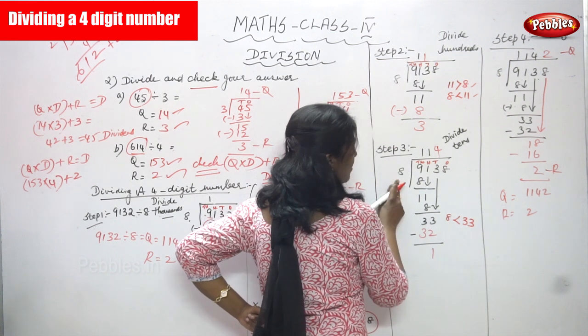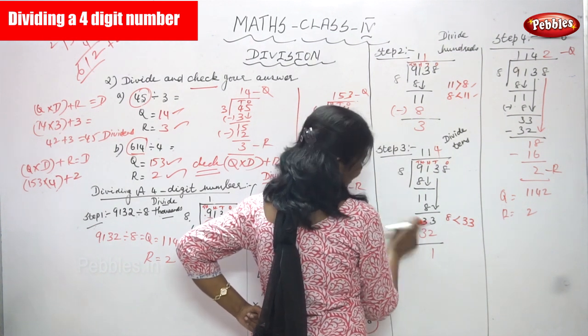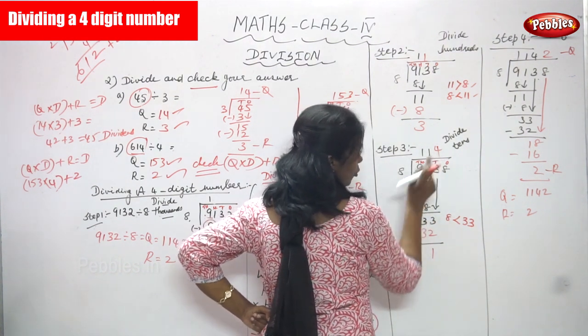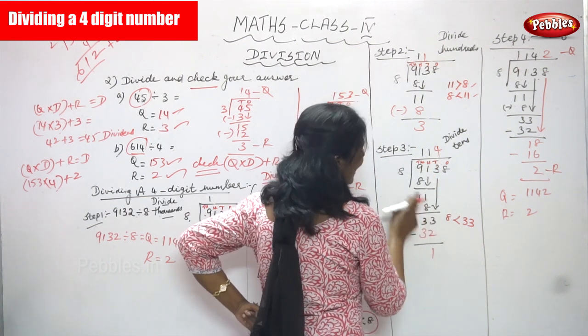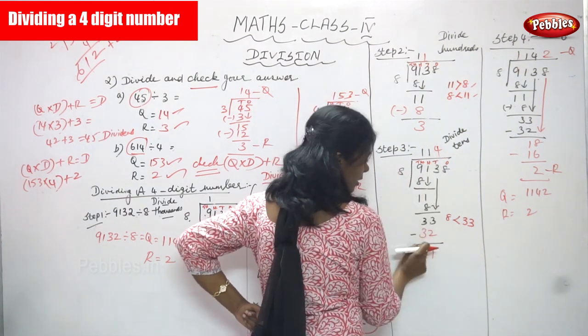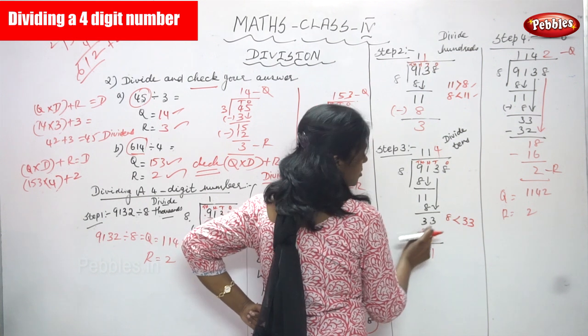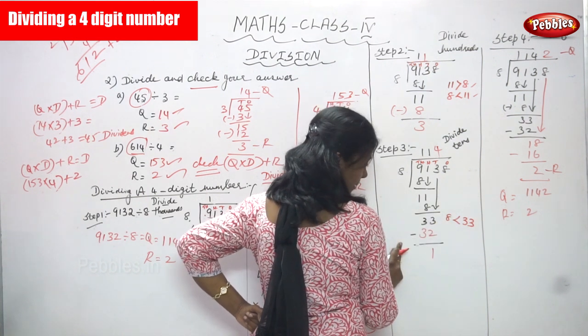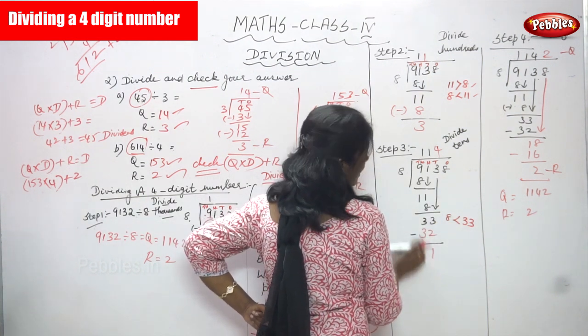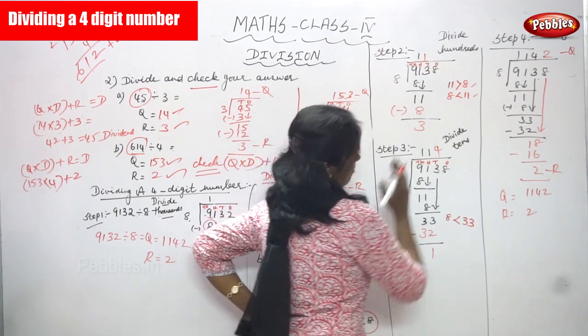So how many times 8 in 8? So in 33, 8 goes how many times? 4 times. So in 33, 8 goes 4 times. 8 4s are 32. So that is what I've written. So 3 minus 2. Now we are going to subtract. 3 minus 2 can get 1. This is step 3. Next step 4.